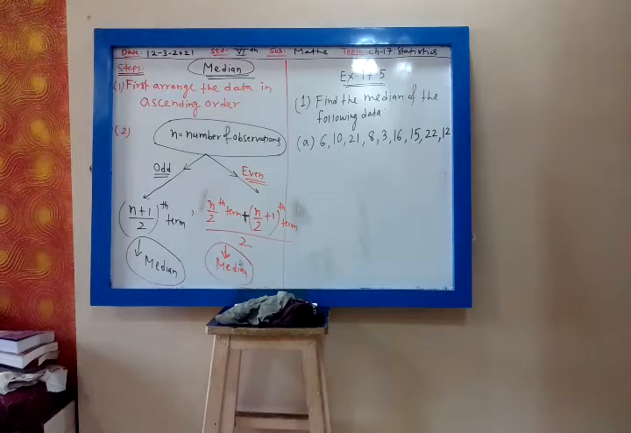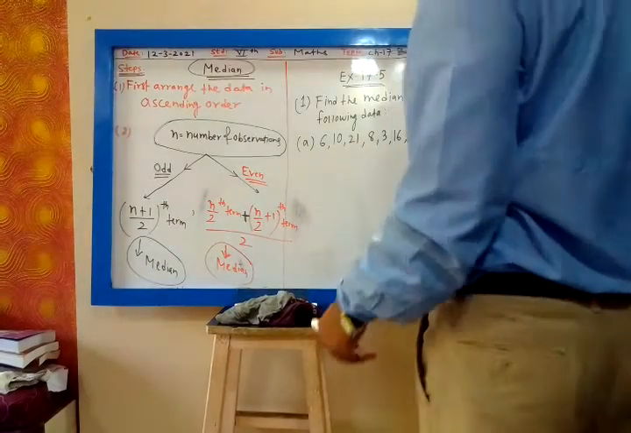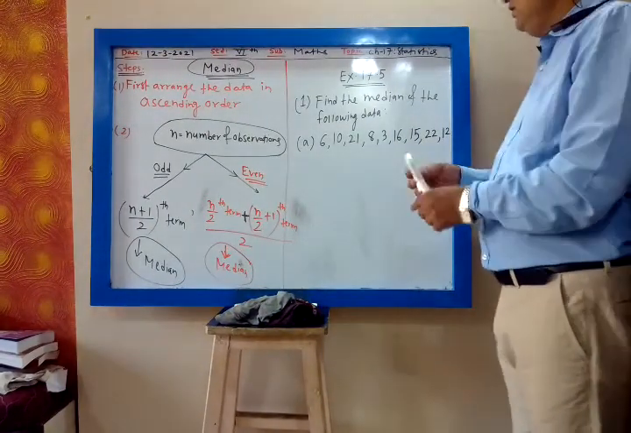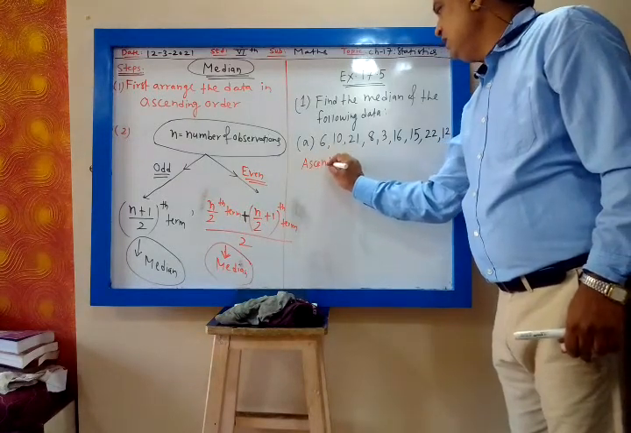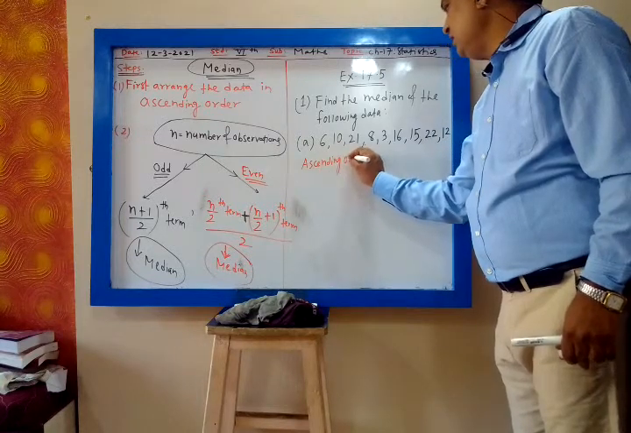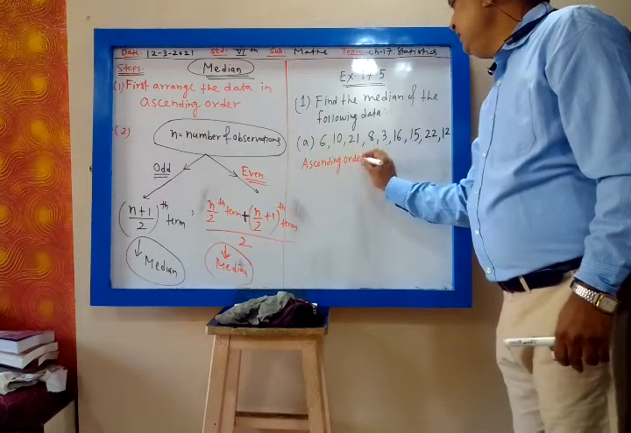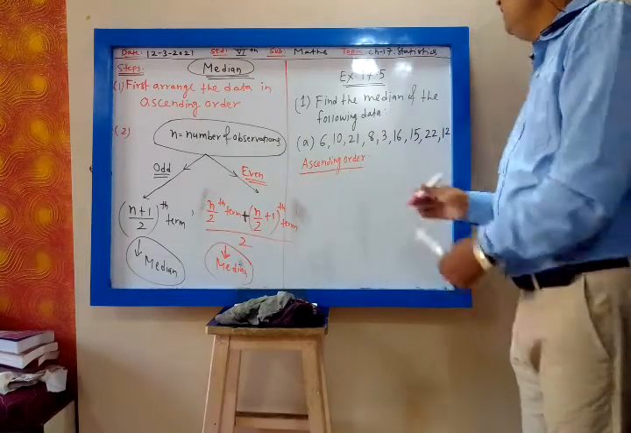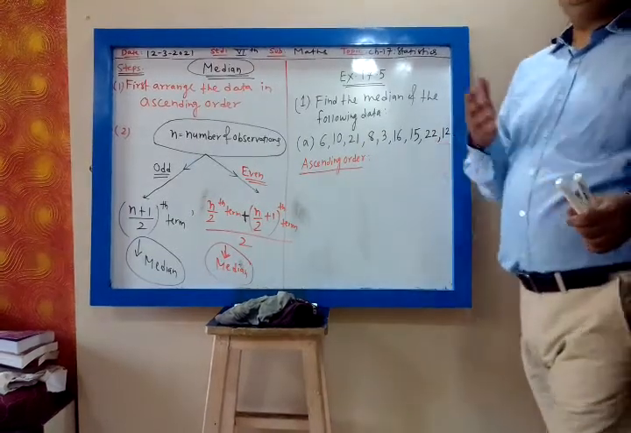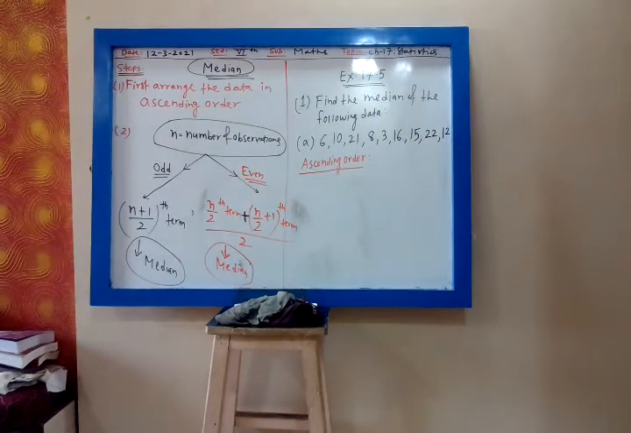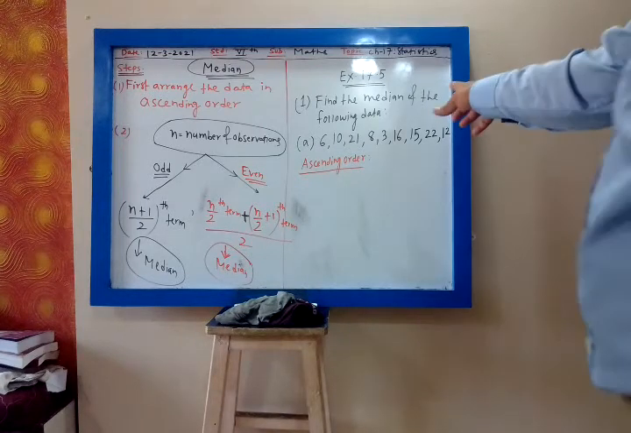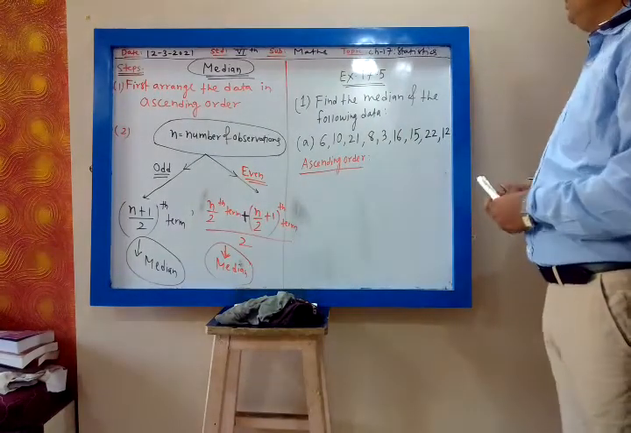Find the median of the following data. First, you have to arrange the data in ascending order. First, we write ascending order. In median, first we arrange the data in ascending order. Ascending order means increasing order, smaller to bigger. So what is the smallest number in this?